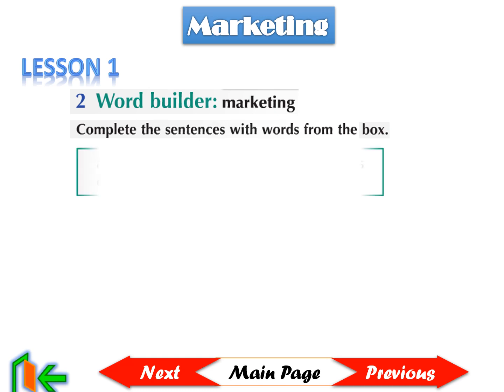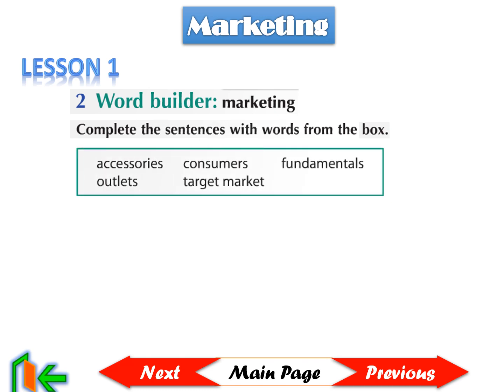If we proceed to the following activity, which is activity 2, Word Builder, it's again about marketing. You have here 5 words. The first is accessories. An accessory is a device or an object which is not essential but adds to the beauty of a thing or a person. So an accessory is not important, but you use it to add to the beauty of a person or a thing.